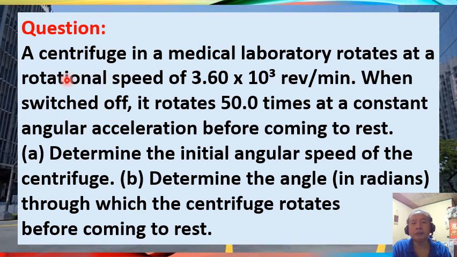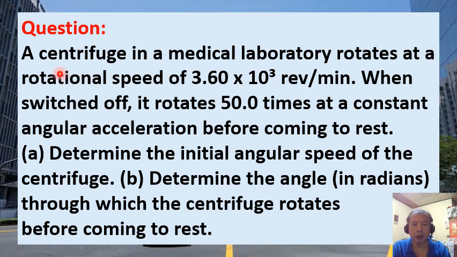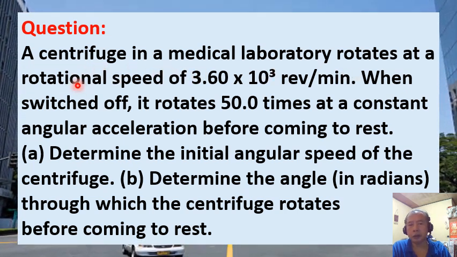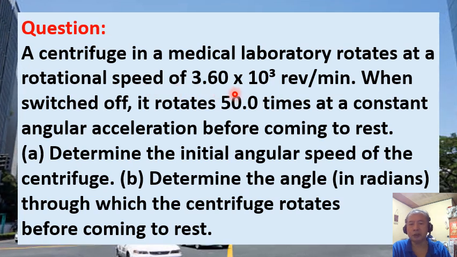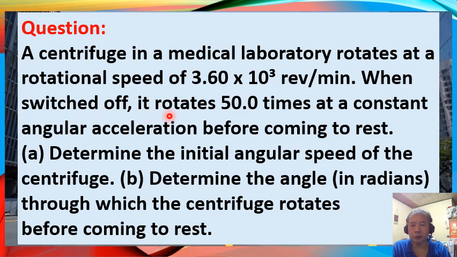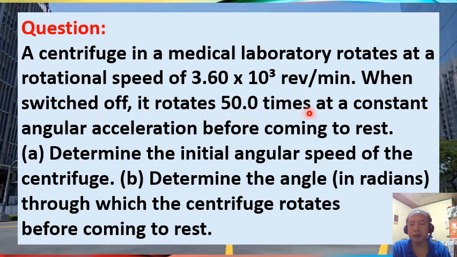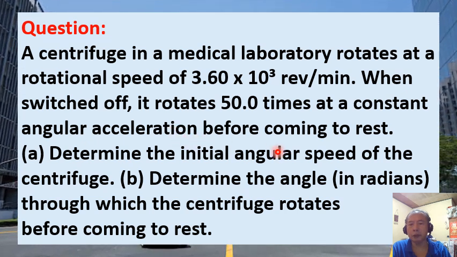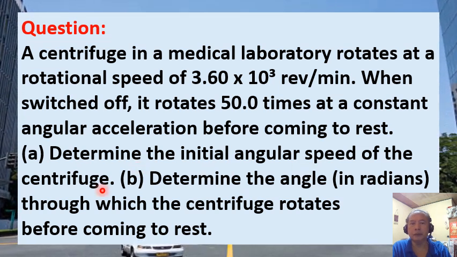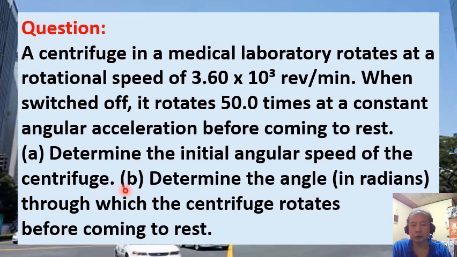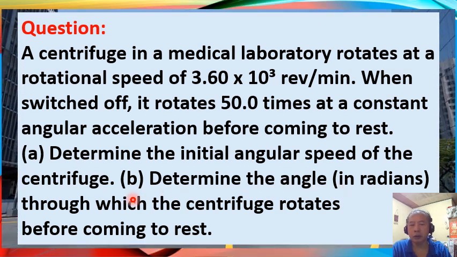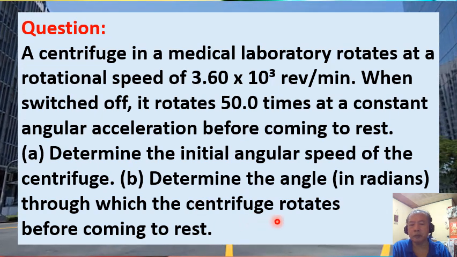So we now come to our problem. A centrifuge in a medical laboratory rotates at a rotational speed of 3.6 times 10 to the third power revolutions per minute. When switched off, it rotates 50.0 times at a constant angular acceleration before coming to rest. Question A: determine the initial angular speed of the centrifuge. Question B: determine the angle in terms of radians through which the centrifuge rotates before coming to rest.